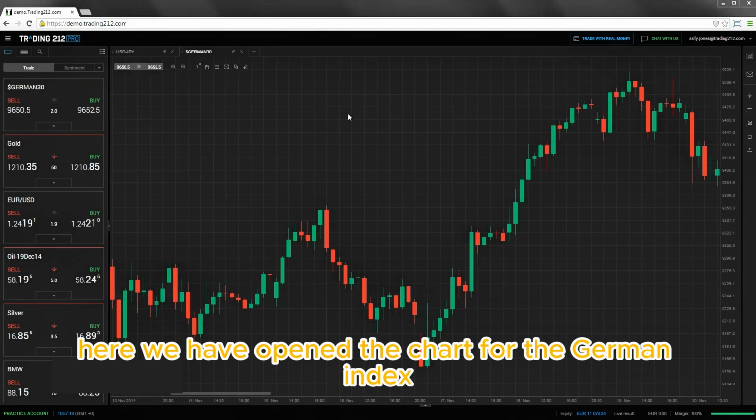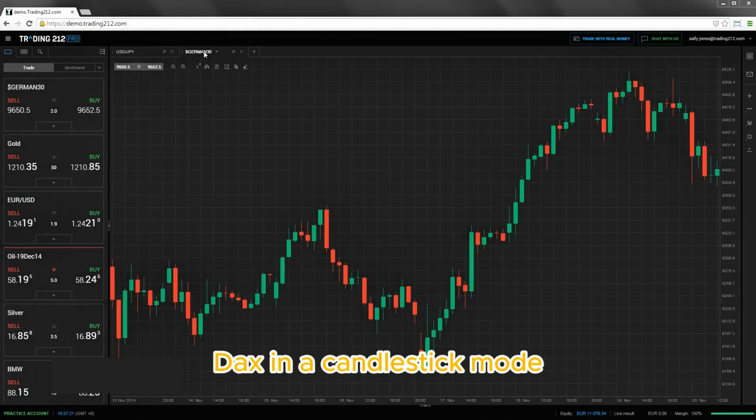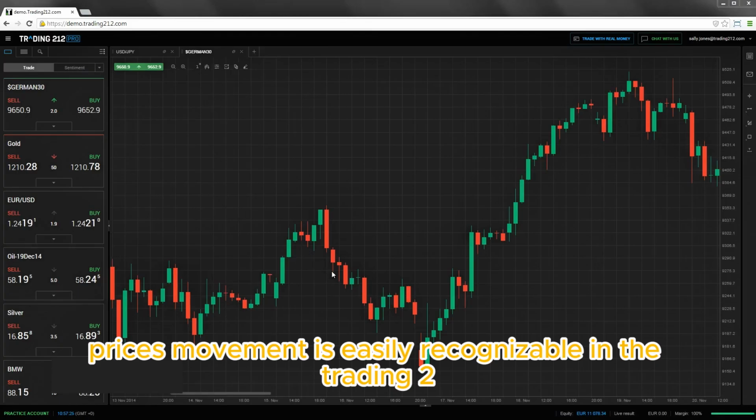Let's go to the Trading 212 Pro platform to demonstrate how to use the Fibonacci retracement tool. Here we have opened the chart for the German index DAX in a candlestick mode at a 1-hour time interval. The price's movement is easily recognizable.